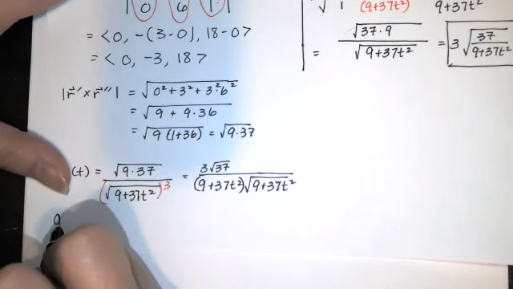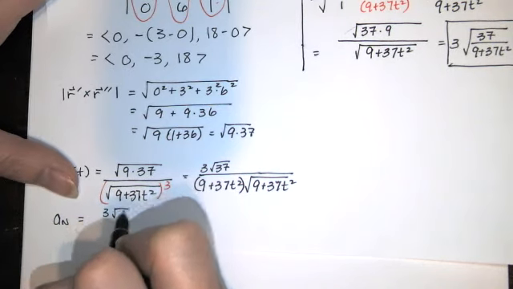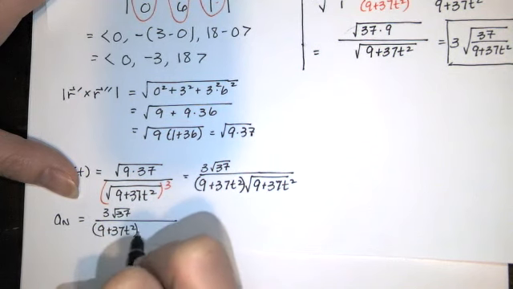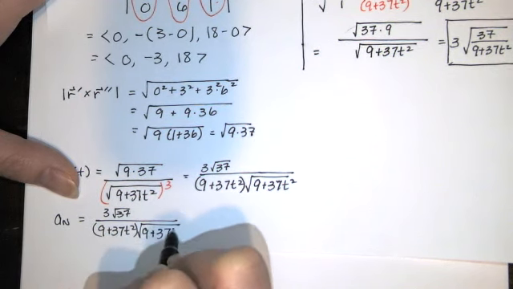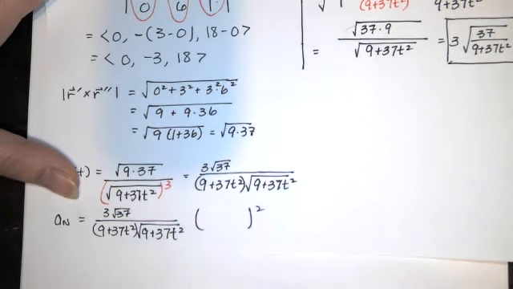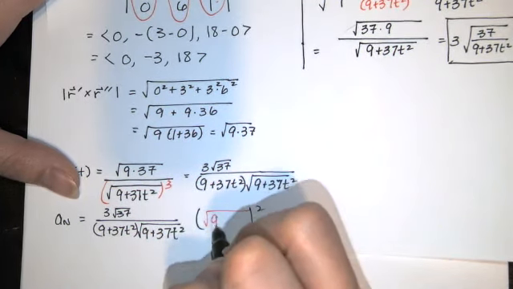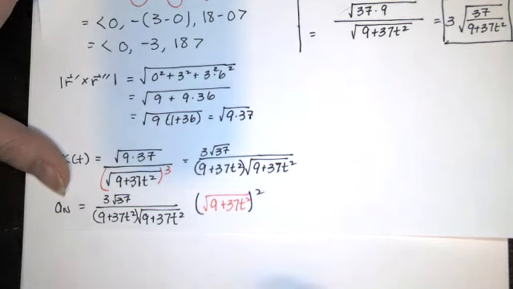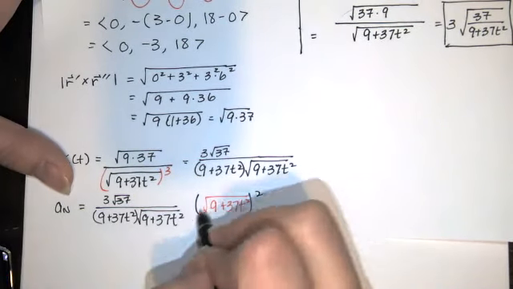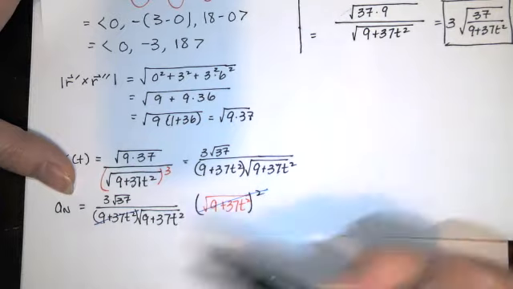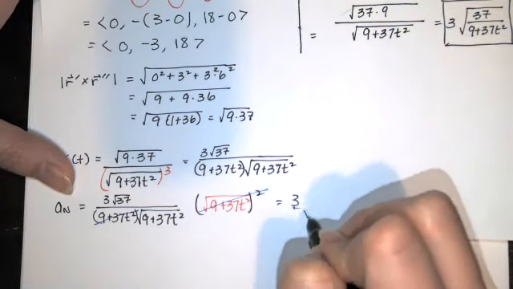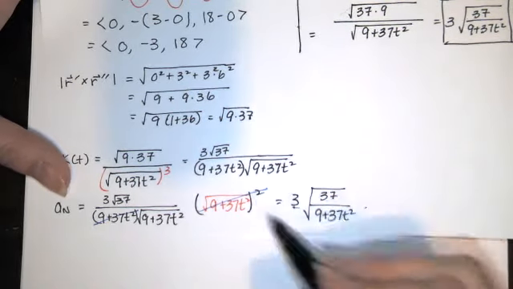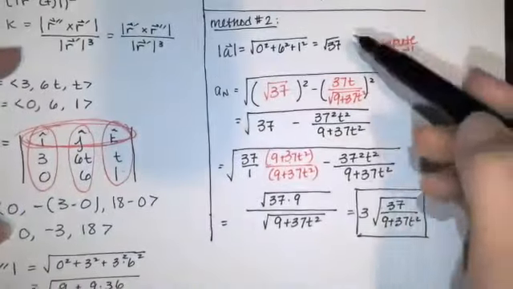Or we can say that a sub n is this curvature times speed squared. And when you take a square root and you square it, that just gets rid of the square root. So this will reduce with this, and we end up in the same place. We end up with 3 times the square root of 37 over 9 plus 37t squared, which is the same thing that we got using this formula, and this was much faster this time.